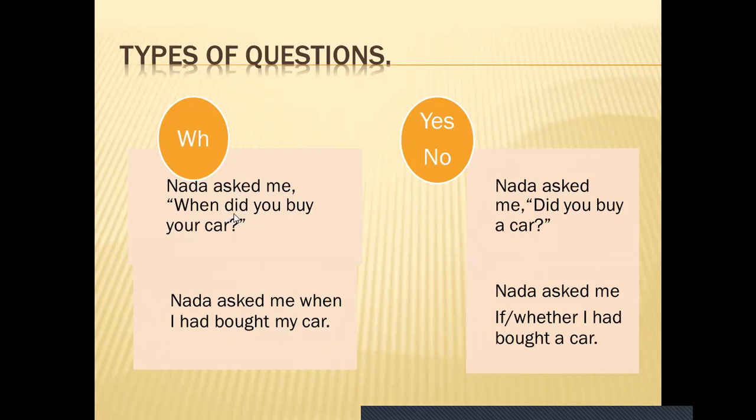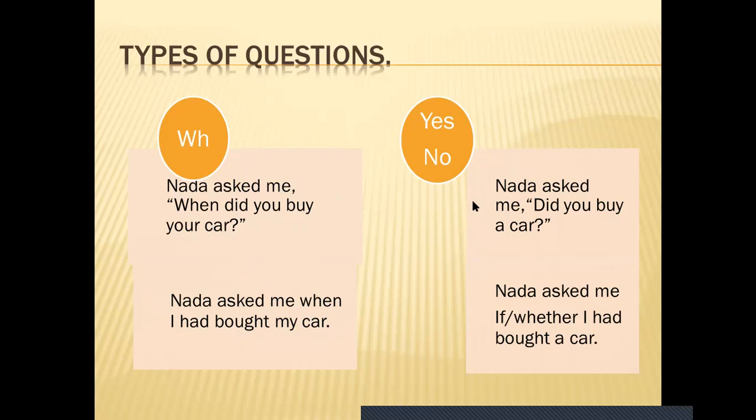Did buy. If it is do buy, it will be buy. Can buy. Will buy. I'm buying. When you say are buying, the tense is are buying. Okay, so did and buy will be bought, so had bought. Your car will be my car. Is it clear? What about if it is a yes/no question?